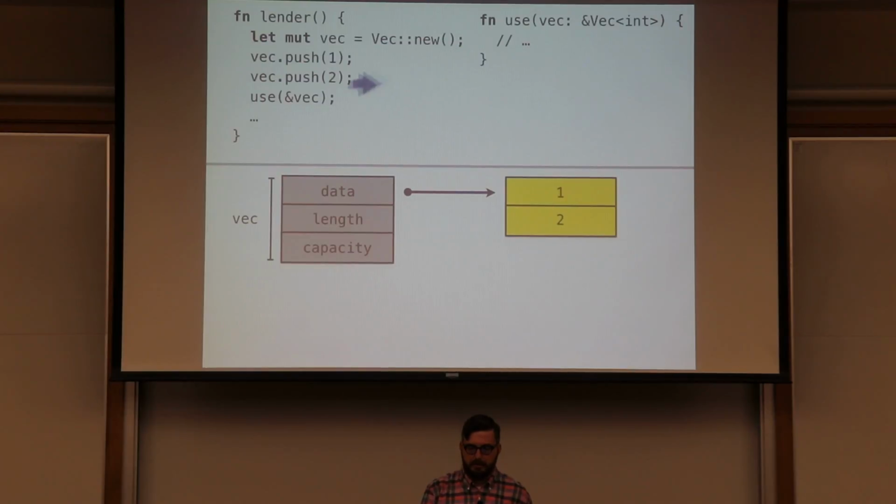And so the key point is that now the lender function can go on to mutate the vector, access it, do whatever it wants. It's retained ownership. It only gave up its own ownership temporarily for the duration of this function call. Make sense? Okay.